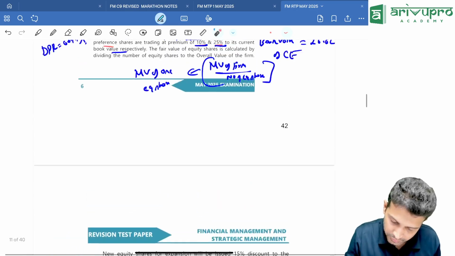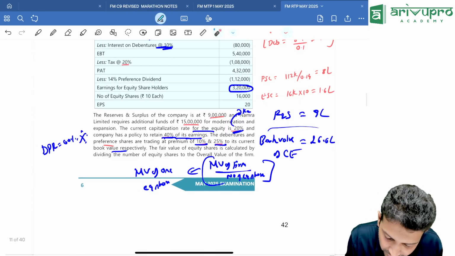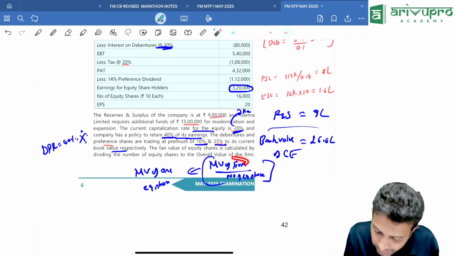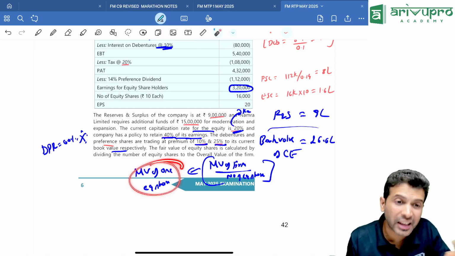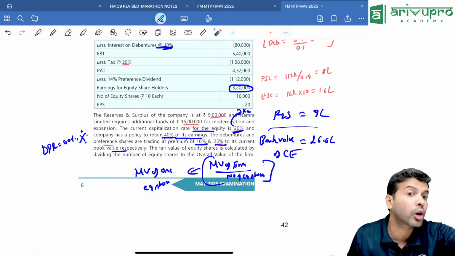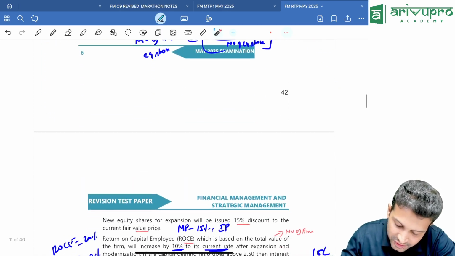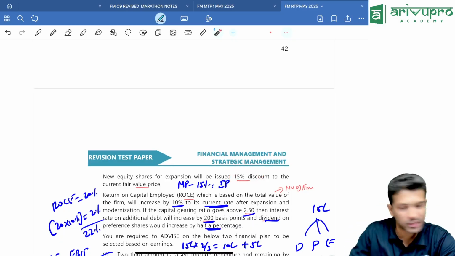What is that we wrote? In fact, check here. The fair value of equity shares is found by dividing the value of the firm by the number of equity shares. You have to take the value of the firm and divide by the number of equity shares. If you do that, you will get the market value of 1 equity share. The question is asking: can you issue these new equity shares at this market value or at a 15% discount? 15% discount. First, let's find the market value.